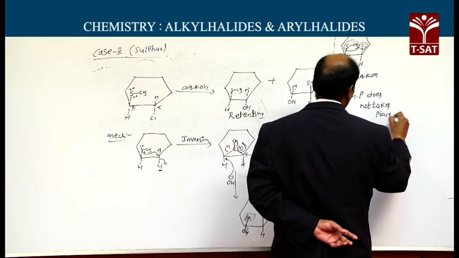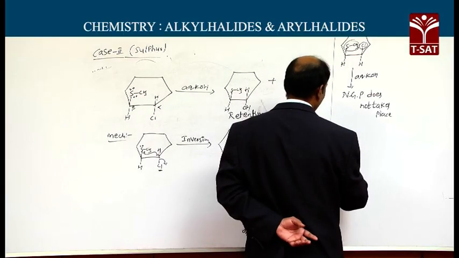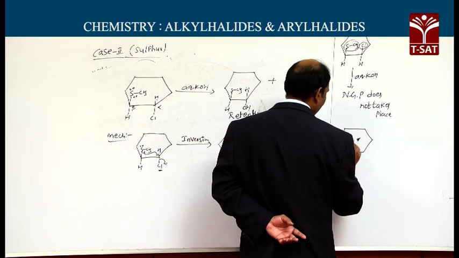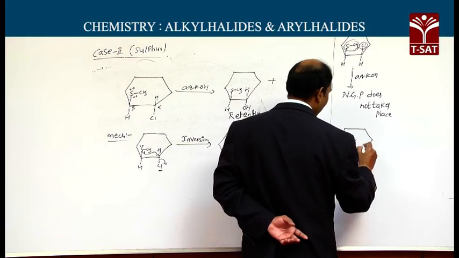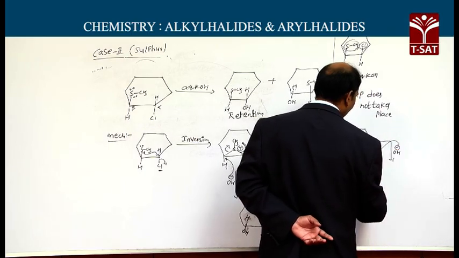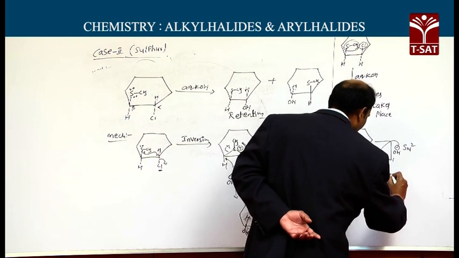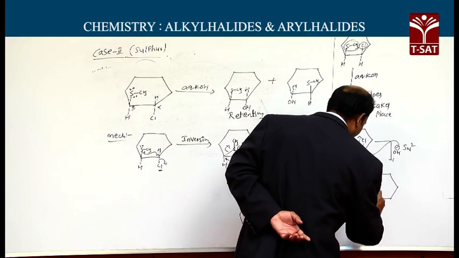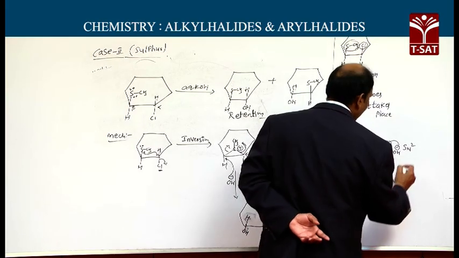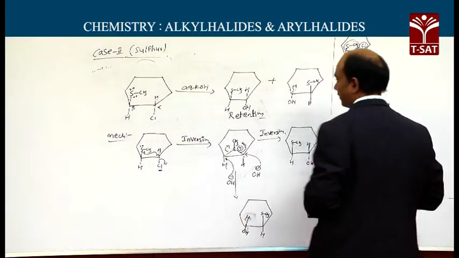Sir, why does NGP not take place? Because both are present on the same side. So then what happens in this one? Normal SN2 reaction takes place. Here this is SCH3, H. Here it is Cl. This is H. Here is the attack of OH minus. OH minus is attacking from the back side of the leaving group. This is a normal SN2 reaction. Here this is SCH3, this is H. Here H, here OH. This is an SN2 reaction.